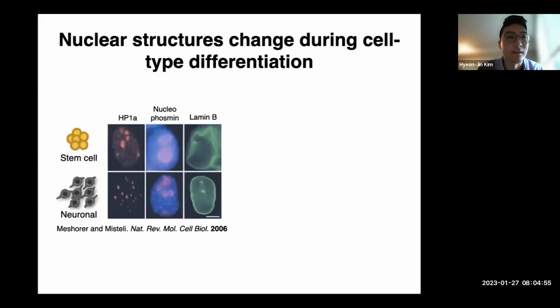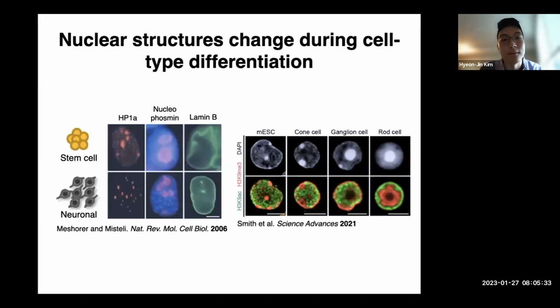And the changes in the nuclear structures can be seen during cell type differentiation as well. In this review paper, they took a look at some of the nuclear markers in the embryonic stem cells and neuroprogenitor cells. And what you can see is that some of the markers, such as heterochromatin protein, nucleophosmin, and lamin B, have quite different patterns in the nucleus between the stem cells and neuroprogenitor cells. And when you look at the histone modifications as well, you can see that different cell types have different patterns of chromatin architecture, which is highlighted in the right paper.